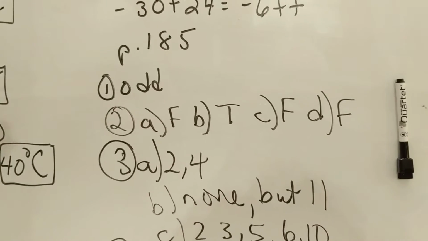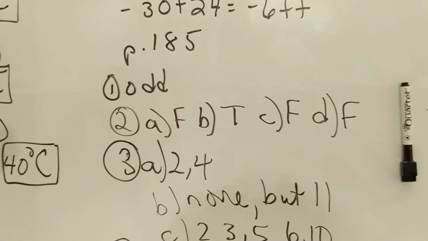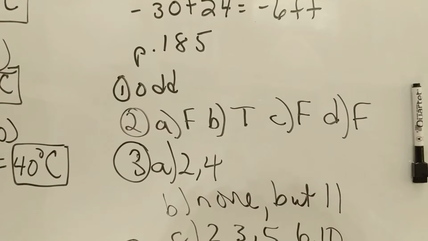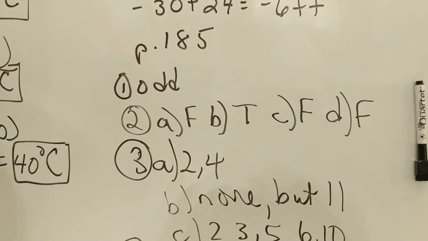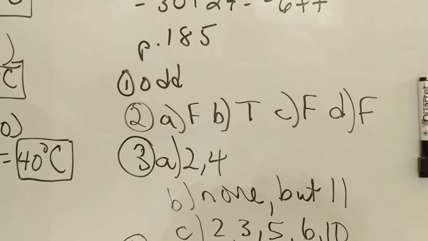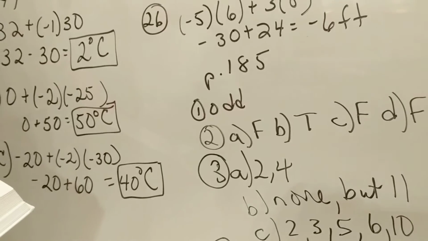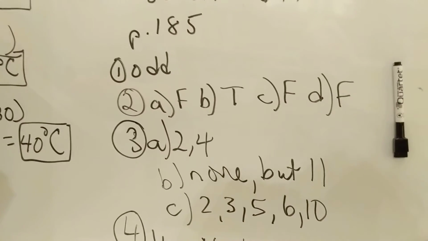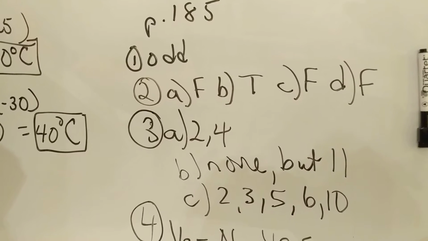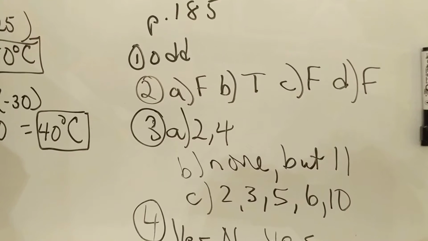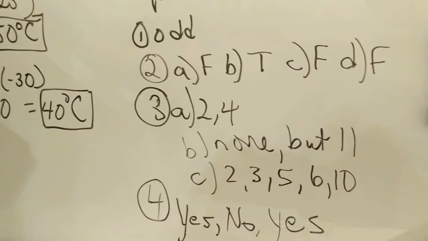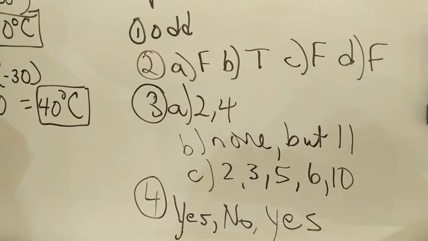2A is false. 24 is not a multiple of 5. It's 24, 48, 72, 96, like that. To be a multiple, it would have to be multiplied. B, 10 is a divisor of 30. Yes, it is. 10 will divide 30 evenly. C says 8 divides 324, and that is not true because 8 would have to divide into 324 with no remainder, and it does not.